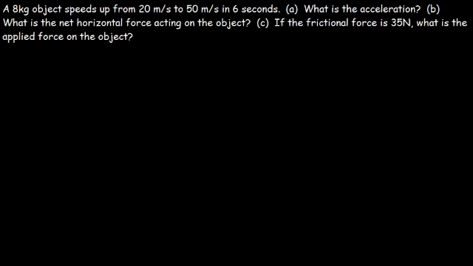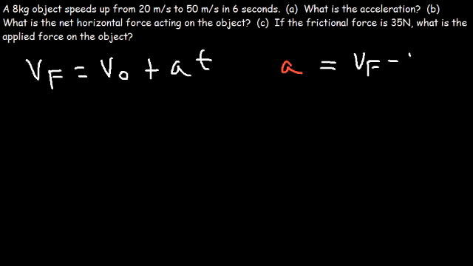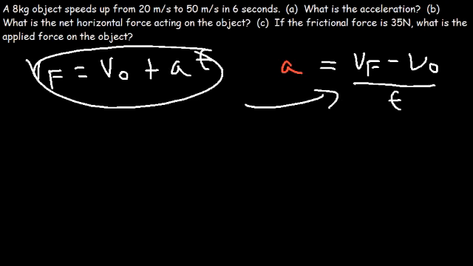An 8 kilogram object speeds up from 20 meters per second to 50 meters per second in 6 seconds. What is the acceleration? To find the acceleration, you can use this equation. Perhaps you've seen this same equation written this way. A is equal to V final minus V initial divided by T. These two equations are the same, but you can solve for A, and it's going to look like that. So let's use the equation on the right side.